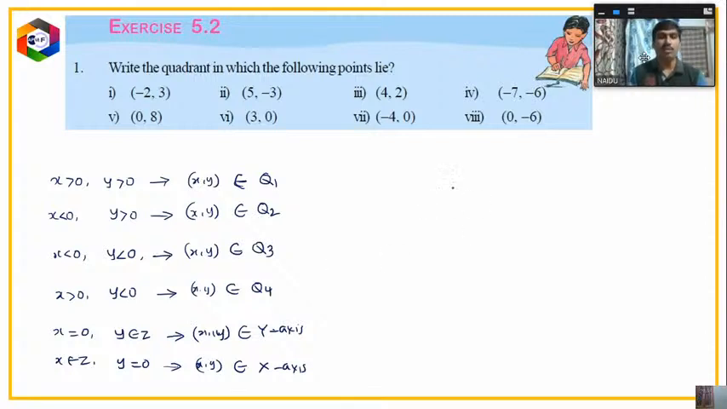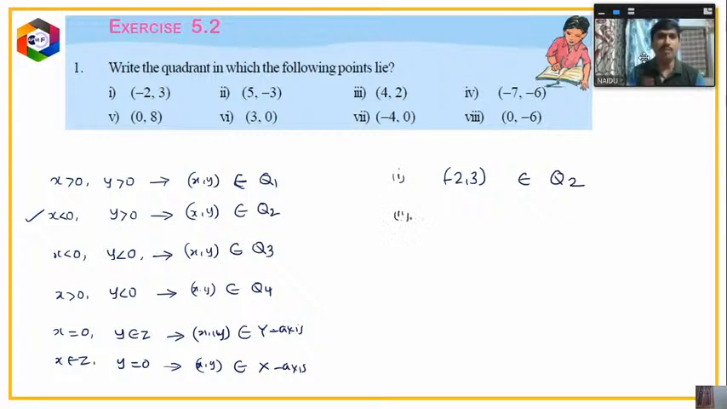Now we will start the exercise problems, and those are also simple questions. I think they are easy, children. You can participate and write the quadrants. First one: minus 2 comma 3. Observe which quadrant it belongs to. The x value is negative and y is positive, so it is very clear that the point belongs to Q2.